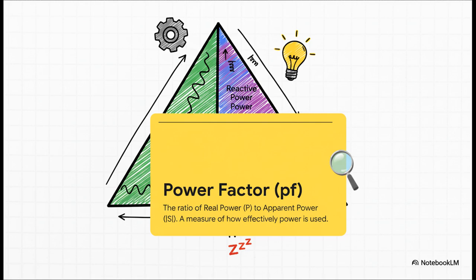It's just the ratio of the useful real power to the total apparent power. A perfect power factor of 1 means your system is 100% efficient, all beer, no foam. But a low power factor, like say 0.7, well, that means the power company is sending you a full mug, but 30% of what's inside is just useless foam.